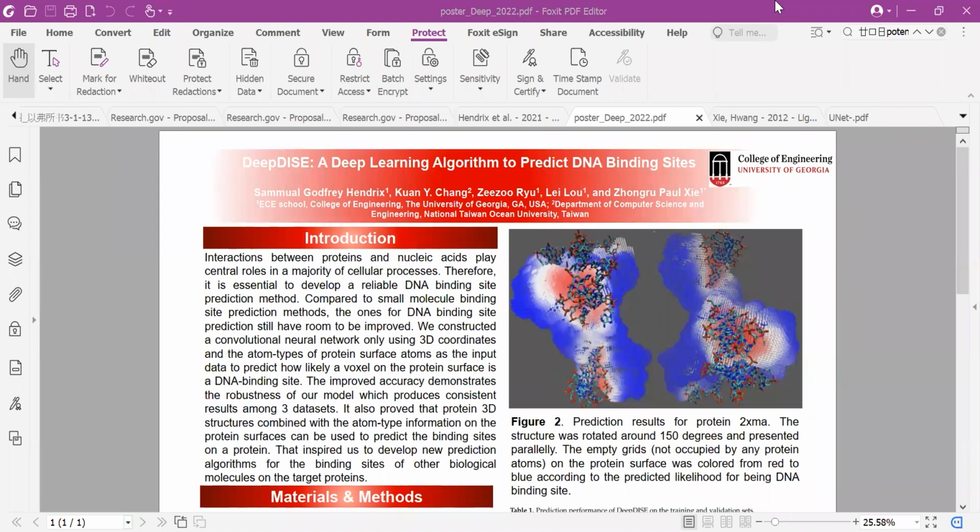There were two reasons why we would like to create a new DNA binding site prediction method. Number one, DNA binding proteins play central roles in many cellular processes, such as DNA replication, repair, transcription, regulation of gene expression, DNA stabilization, and degradation. Number two, we have reliable small molecular binding site prediction methods.